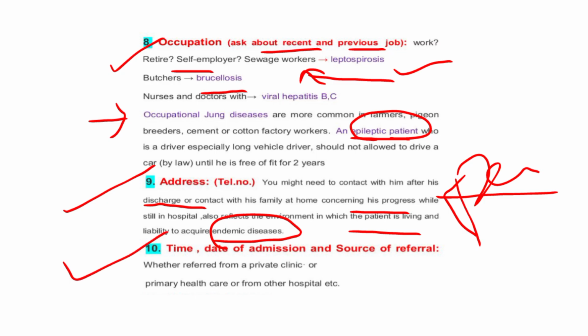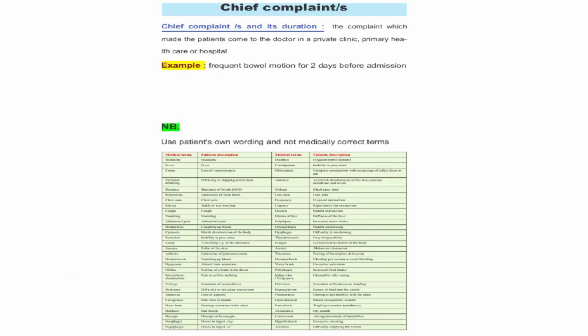And the last thing, we have the time and date of admission and source of referral, whether referred from a private clinic, private healthcare, or from another hospital, you can ask that as well. These are the 10 things in the social history.